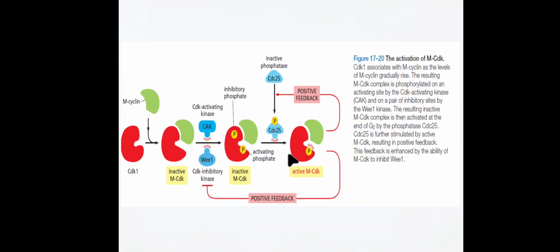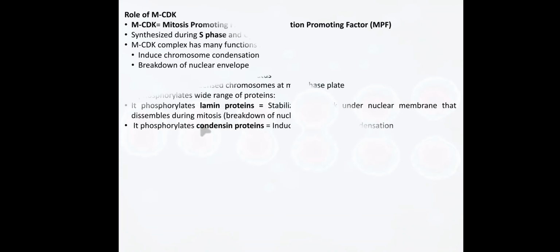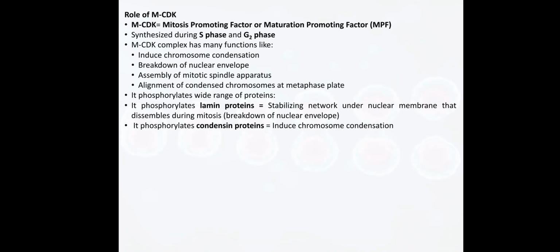So there will be active MCDK, and after completing the function of active MCDK, the protein phosphatase will remove the phosphate, making that active MCDK inactive again. So in our next class, we will be discussing the role of MCDK. Now we studied the MCDK activity, which is inhibited by protein kinase. We will be learning about the activity of MCDK in our next class. Thank you.